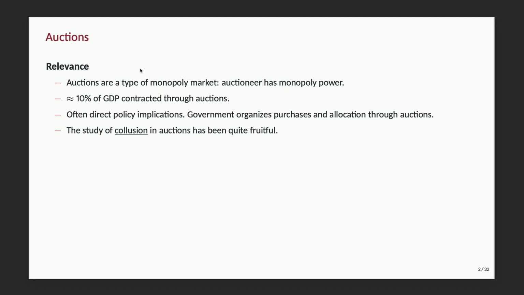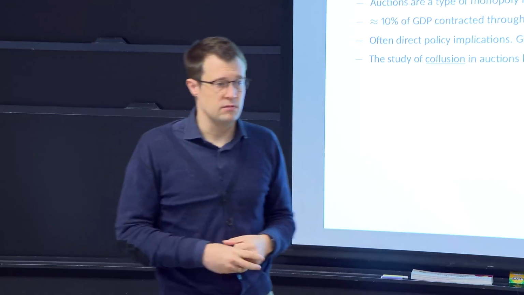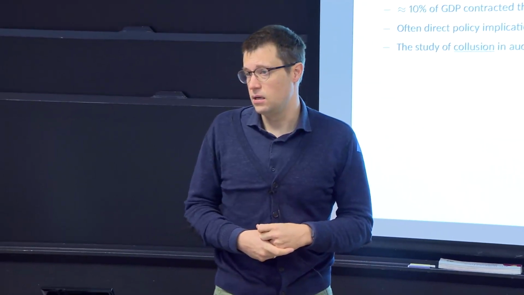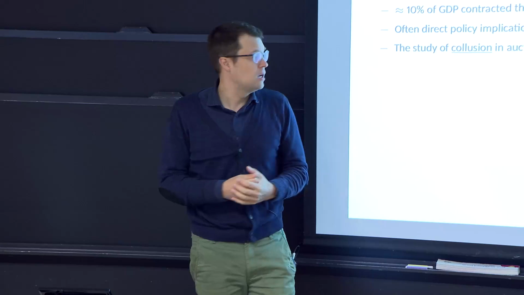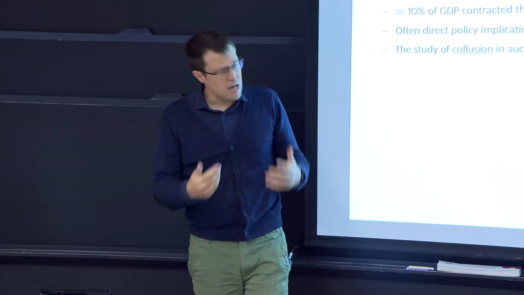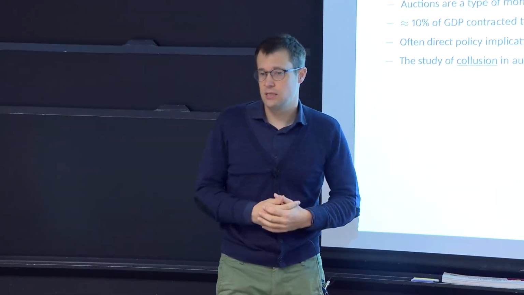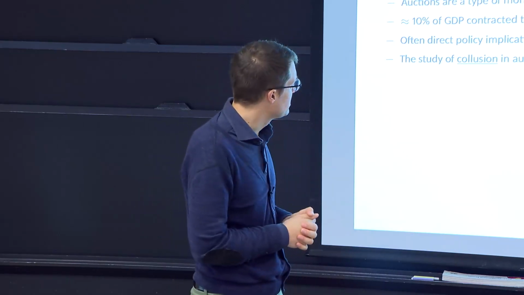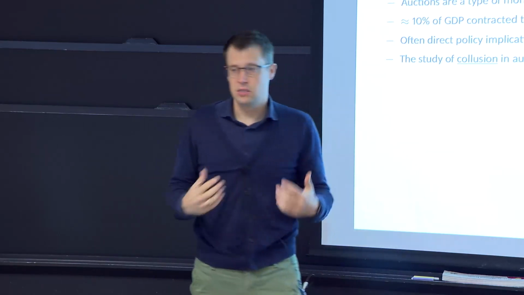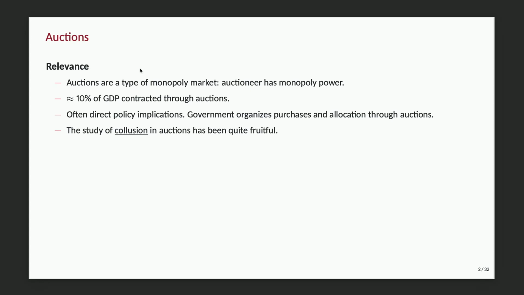There are estimates that about 10% of GDP is contracted through auctions, and many different designs. So it's important to understand how this is being done. Very often, the government is involved as either a buyer or a seller. If you think, for instance, about spectrum auctions, if you think about highway procurement projects, right? The government gives projects to construction firms. Other settings, electricity auctions, treasury auctions, and so on.